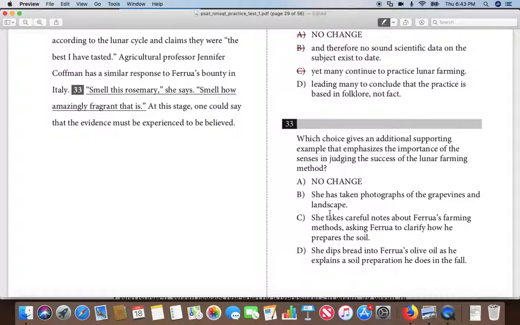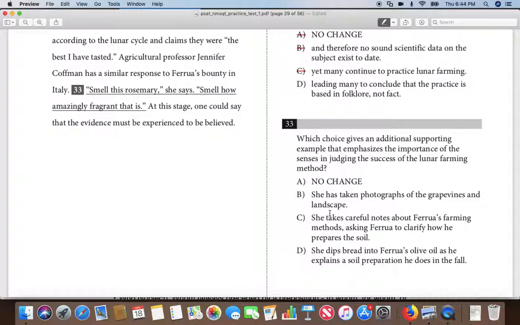Do you see the difference there? Yes. Between directly addressing the question and loosely addressing the question. You've got to be specific in how you address it. Not just the general topic, oh, that's sight, so yes, that sounds good. No. It doesn't emphasize the importance of the senses in judging the success of the lunar farming method. B is gone.